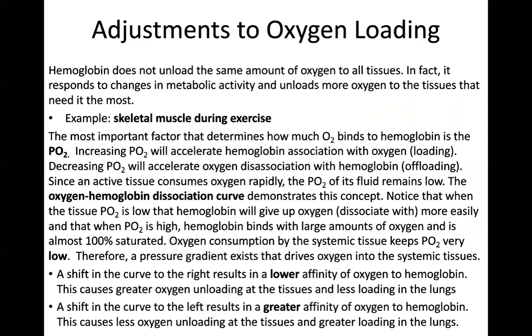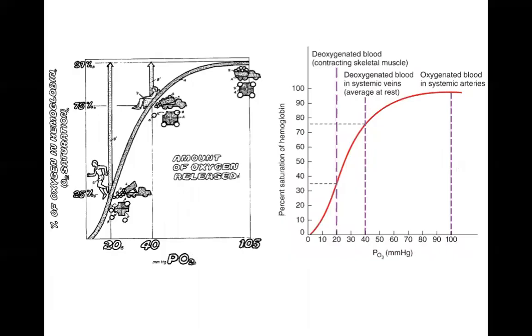Okay, so oxygen hemoglobin dissociation curve. You'll see that sometimes just said as an oxyhemoglobin curve. It demonstrates this concept. Notice that when tissue PO2 is low, hemoglobin will give up oxygen or dissociate more easily, and that when PO2 is high, hemoglobin binds with large amounts of oxygen and is almost 100% saturated. Oxygen consumption by our systemic tissues keeps PO2 very low, setting up a pressure gradient that drives oxygen into our systemic tissues.